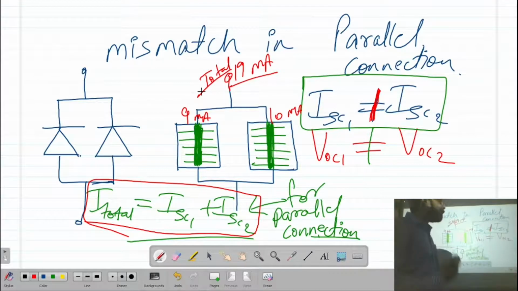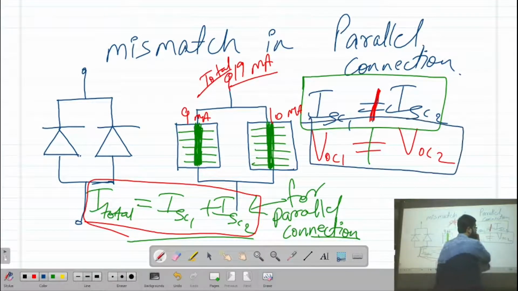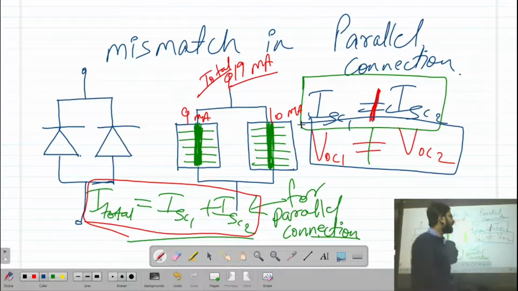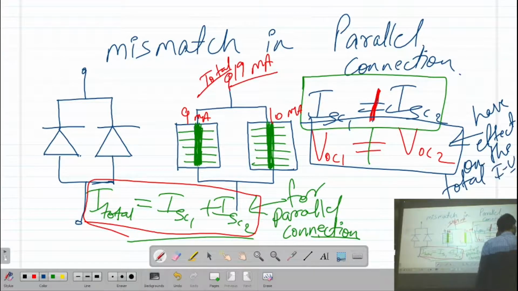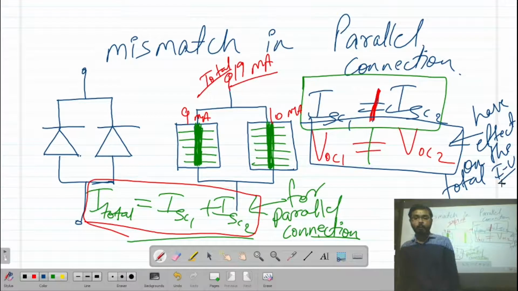But if we have a mismatch in voltage, that is, VOC1 and VOC2 are different, then that is going to have an effect on the total IV characteristics of a parallel connection. Let us see what that effect will be.